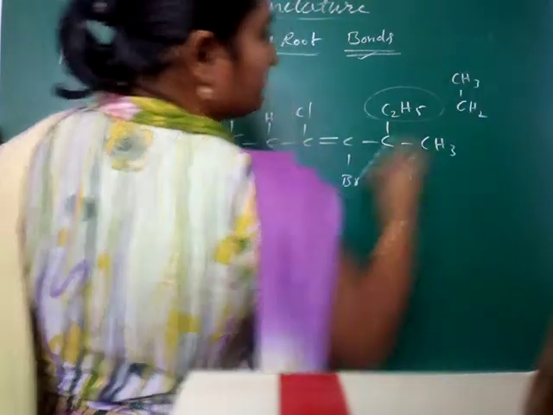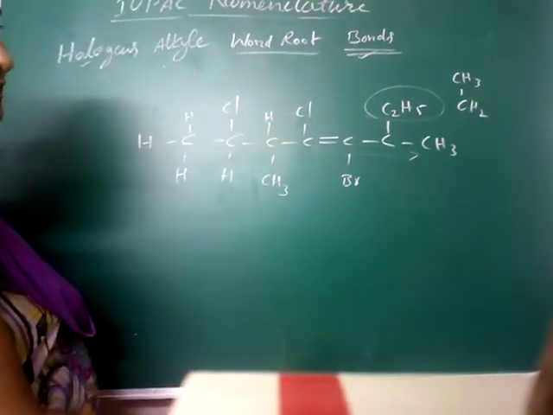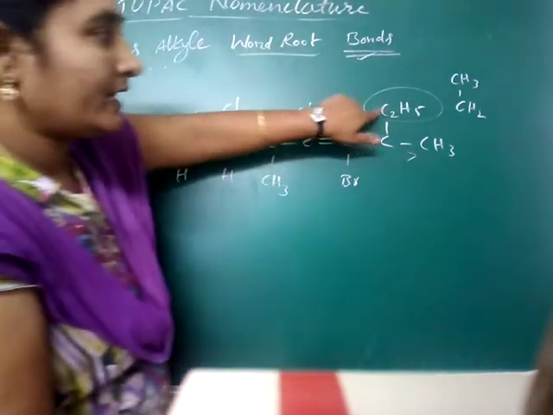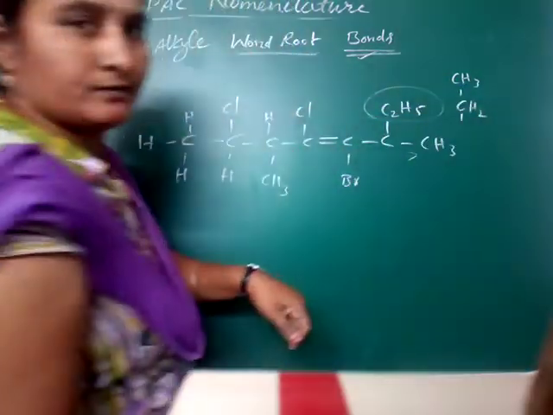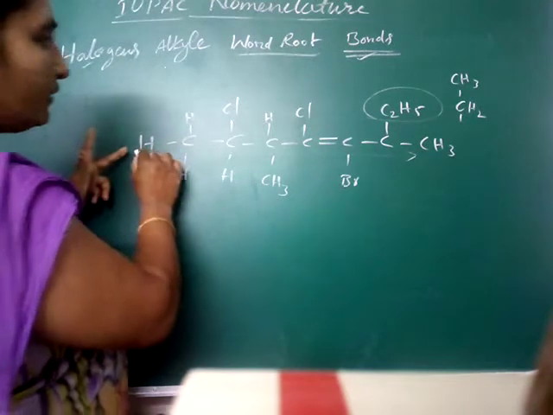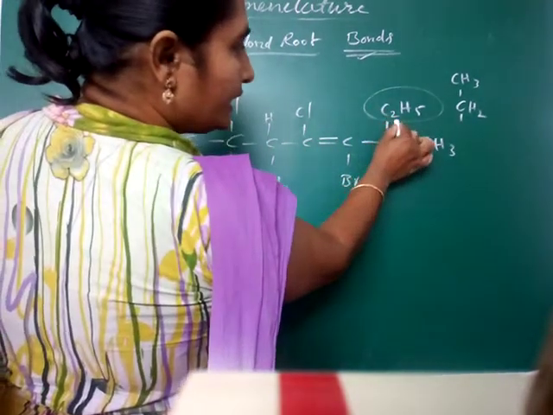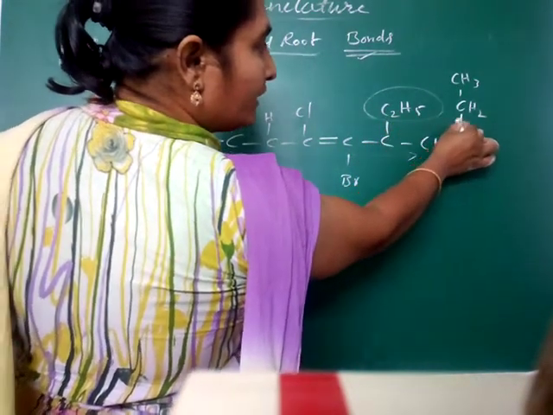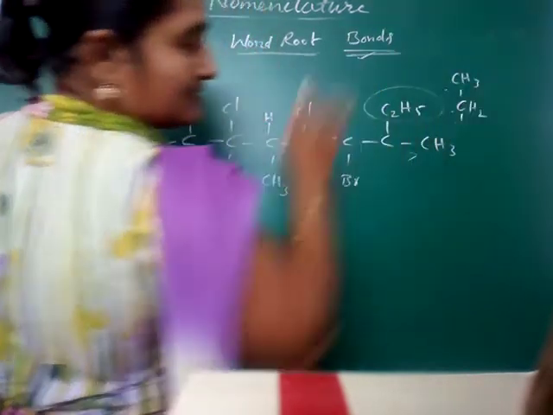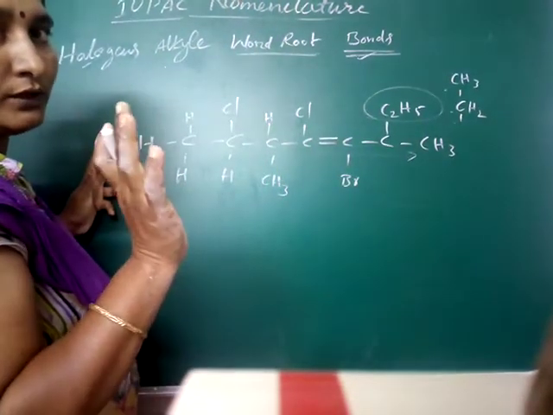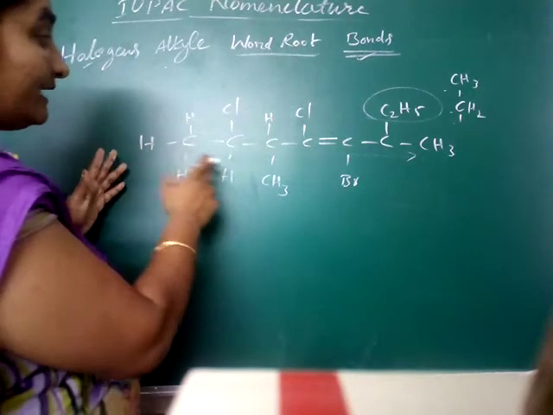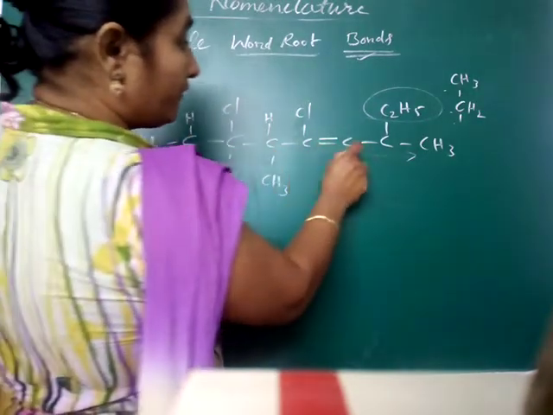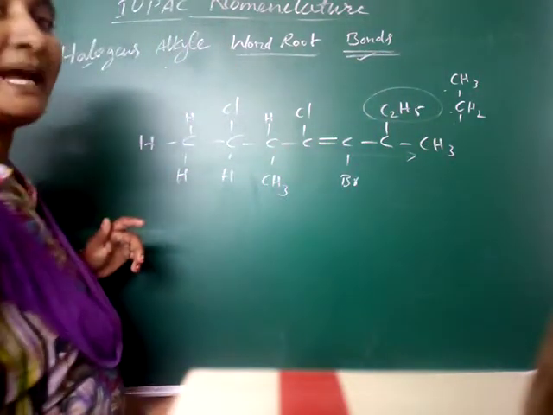CH2CH3. Okay, don't confuse here. This one you can write as CH2CH3, yes or no? That's why in the place of C2H5 you have to write CH2CH3. Don't forget this one. You are forgetting that one. The mother chain will come as 1, 2, 3, 4, 5, 6, 7. That means you are writing hept.